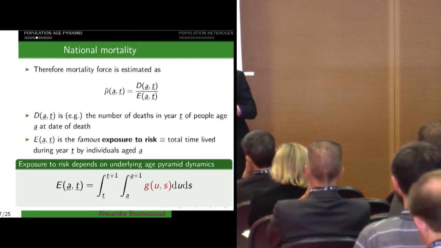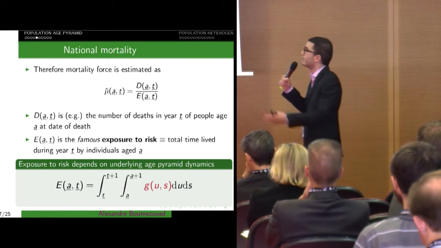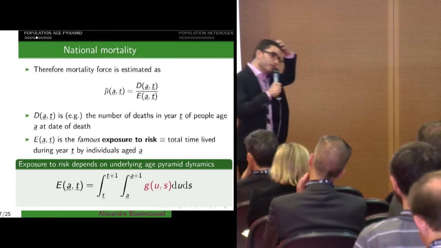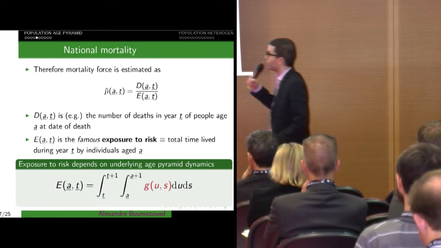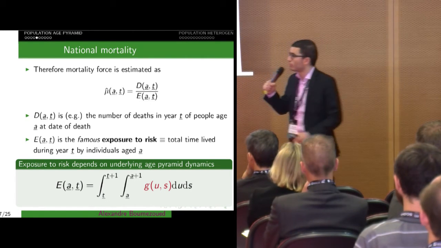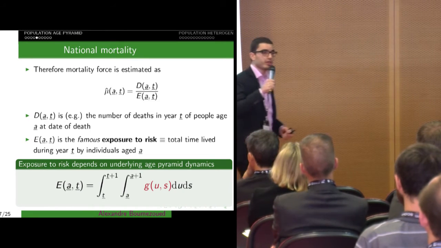And so you split your observation between integer ages a-bar and integer years t-bar, and you estimate the force of mortality as usual. You take the number of deaths in your small triangle, and you divide by the famous exposure to risk. Let us focus on what exposure to risk is. This is the total time lived by your individuals in the small triangle.